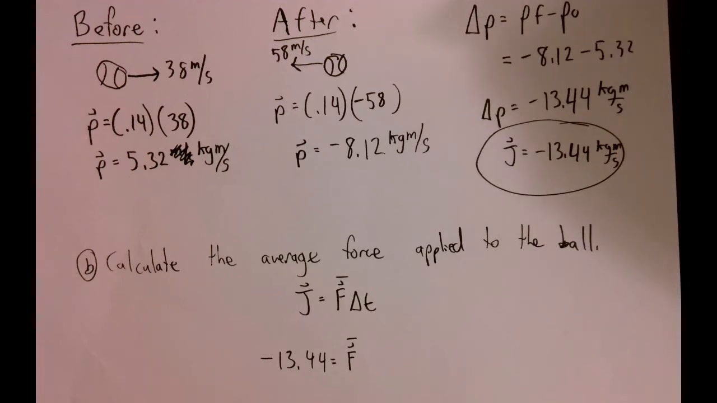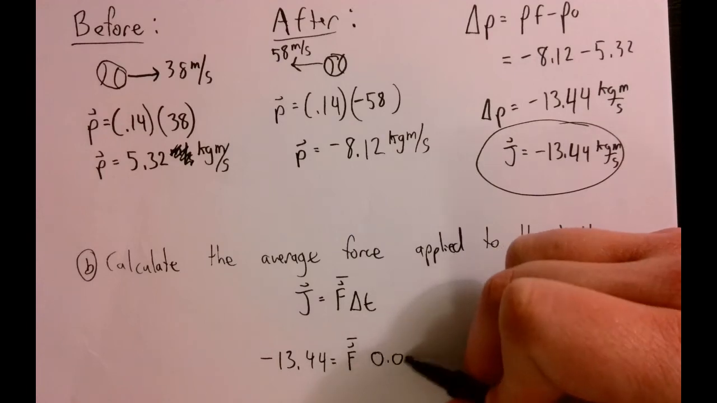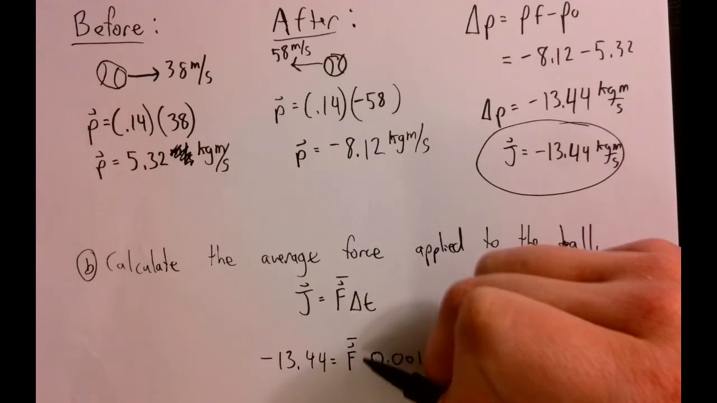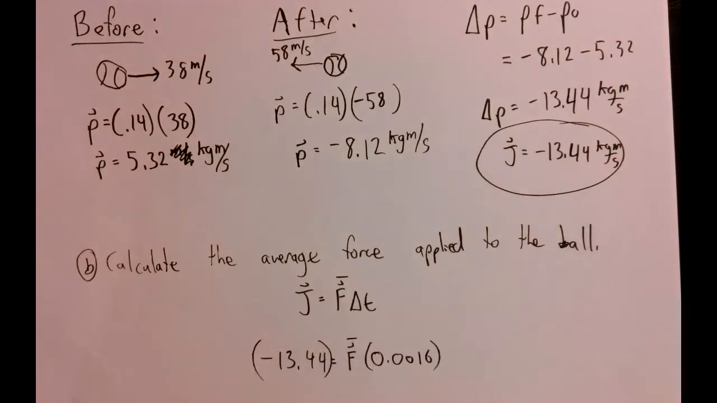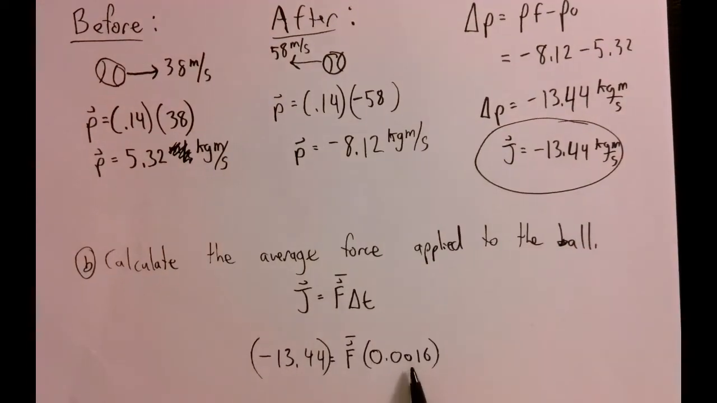Now that's a very small amount of time. It sounds crazy, but it happens in an instant. The crack of the bat, very short amount of time. So we'll divide both sides by 0.0016. And we'll have a lot of force, and that makes sense.